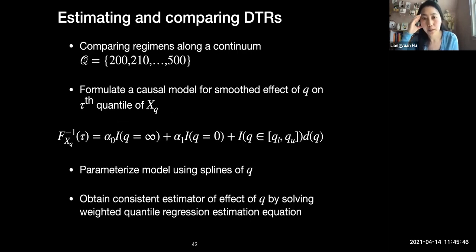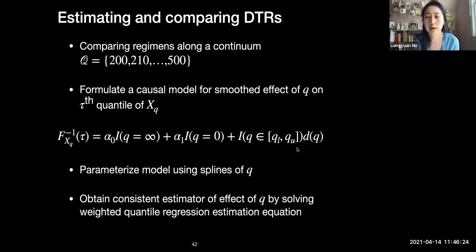And now, to estimate the effect of DTRs, we could estimate the effect of discrete DTRs. We could also propose a marginal structural model to capture the smoothed effect of Q on the tallest quantile of XQ. So our proposed structural model could capture the separate effects of treat immediately and never treat, and everything in between, as the smoothed effect. We could again parameterize the model using splines of Q for this part.